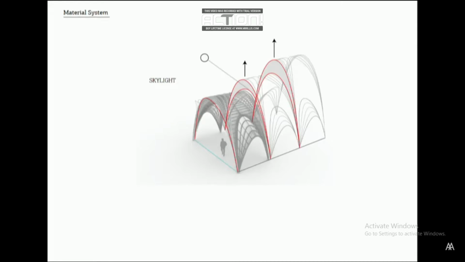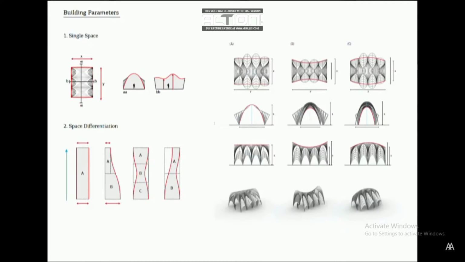However, as the system grows, the height of the arches can be changed at the connection point to generate skylight. The plan of the building is constructed from two parallel lines, two parallel curves that can change direction. The distance between these two curves defines and determines the height and span of the arches. By controlling these two curves, we can start to create different zones within one building, and space differentiation is achieved.